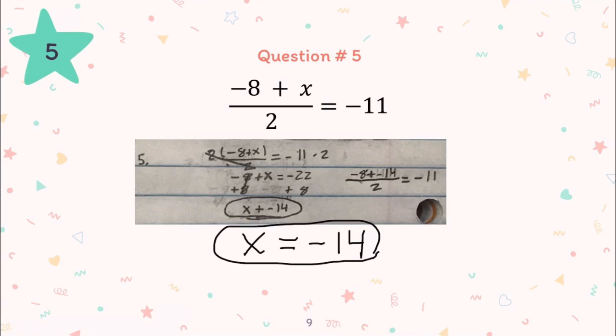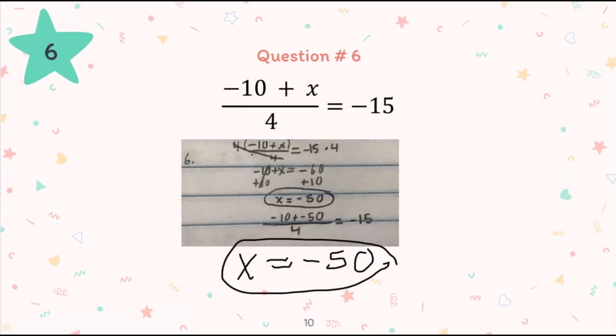So now we know that negative 8 plus x equals negative 22, but to get x by itself, the opposite of subtracting is adding, so we do minus 8 plus 8, which the two symbols cancel each other out. And now we do it on the other side, which is negative 22 plus 8 equals negative 14. So x is equal to negative 14, because negative 8 plus negative 14 divided by 2 equals negative 11.